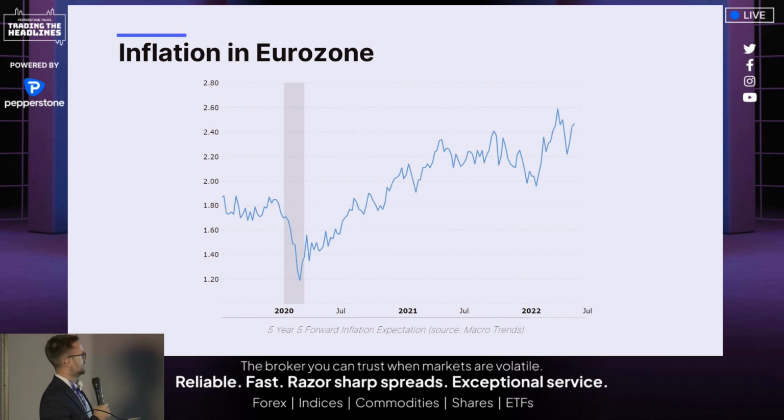And what you can see here is the thick grey line is where we saw the depths of the pandemic. Before that, we're straddling below 2%. Since then, it's been one-way traffic, and we're at very much elevated levels. And this was something which was referenced by Lagarde, where she said the era of sub 2% inflation going forward is likely over for now.